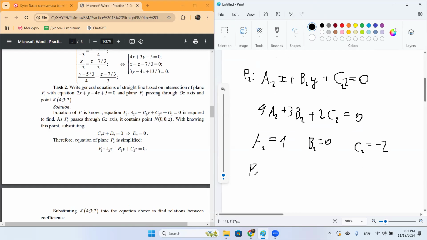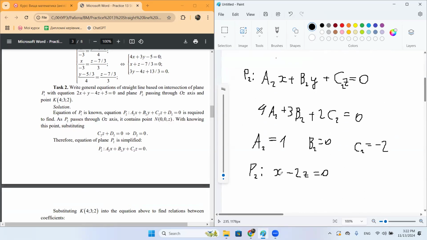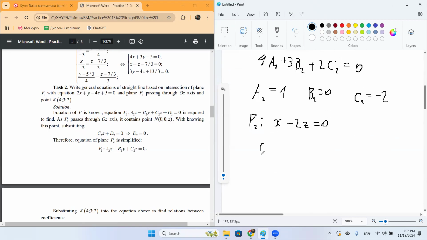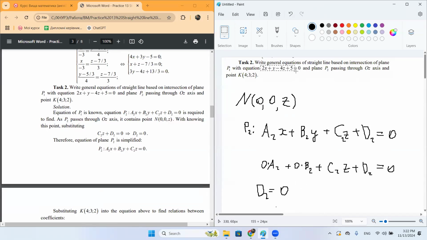So finally P2 is x minus 2z equals 0. And that's it. If we substitute K, so 4 minus 2 times 2 equals 0. So K belongs to P2, and it means that we found the general equation of L. So 2x, let me just copy and paste it.